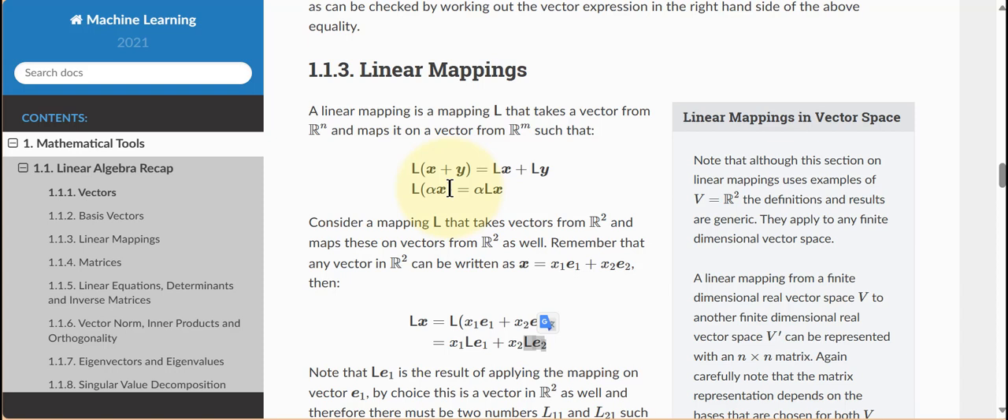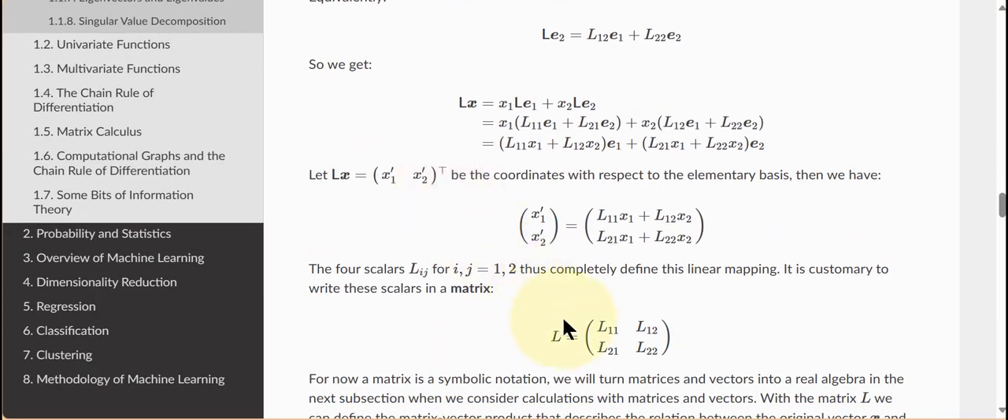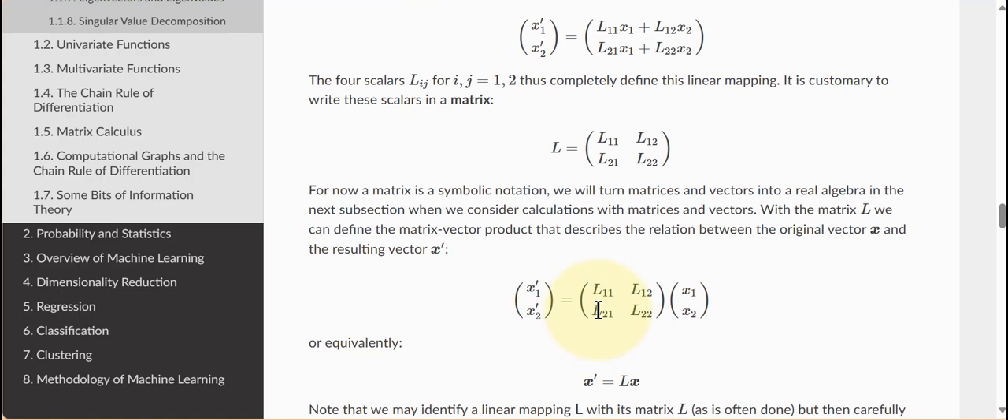Some mappings, I'm sorry if I've been using the word operator, but you can use operator or a mapping or a function or whatever you want to use. Anyway, some functions, some mappings are linear. And if they are linear, then it turns out that there's a matrix that's associated with that linear mapping, such that you can just multiply that matrix times your input to get the output. And the converse of that is also true.